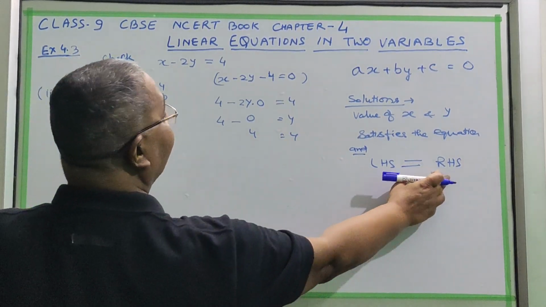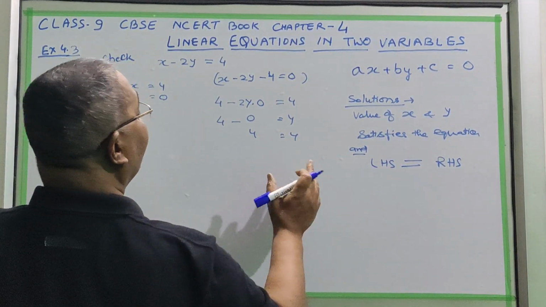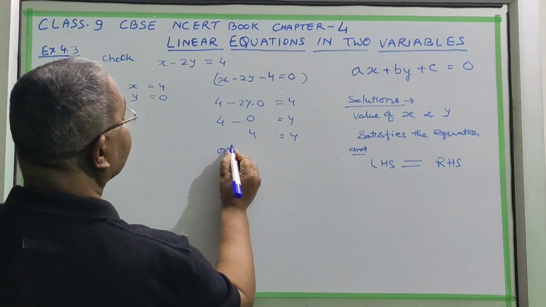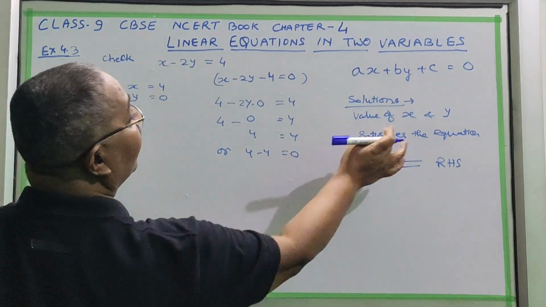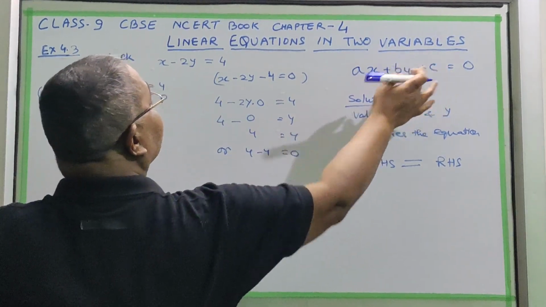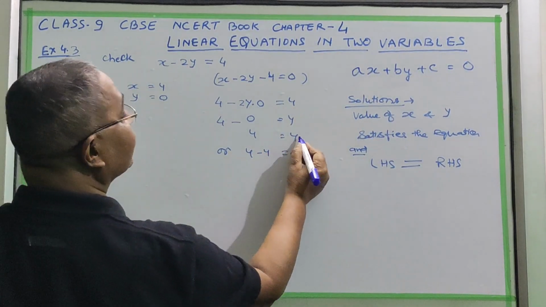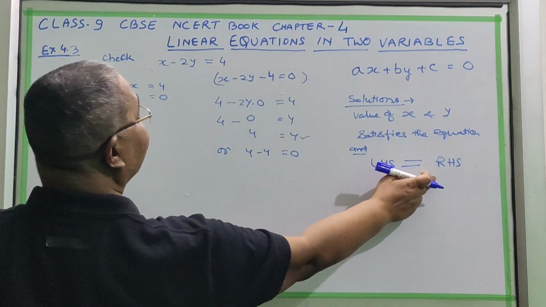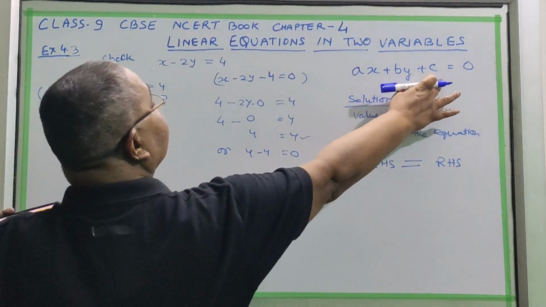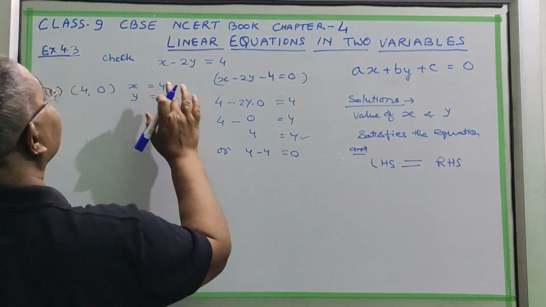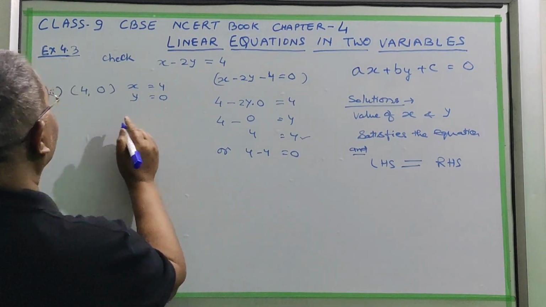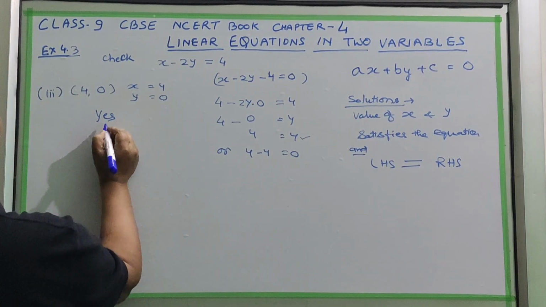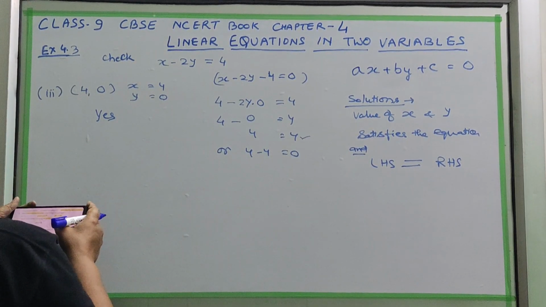Our LHS and RHS both are equal. Or, you bring this 4 to this side, 4 minus 4 is equal to 0, so it should come to 0. In this way also LHS and RHS are equal, so this is satisfied. So it means it is a solution. The given values are a solution. So yes, it is a solution. In this way you can check others also.